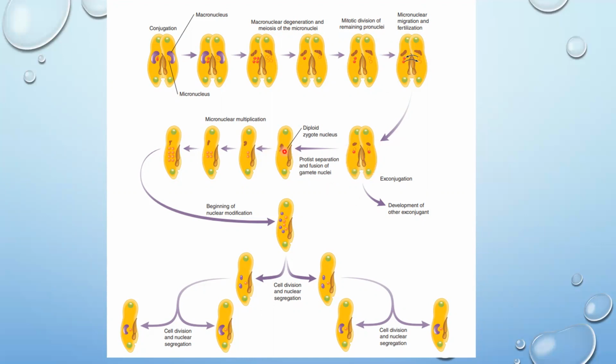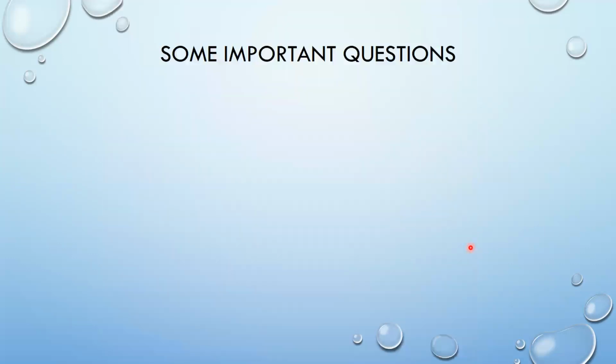And the diploid zygote nucleus is now undergoing the micronuclear multiplication. And now, the beginning of the nuclear modification leads to the cell division and the nuclear segregation, ultimately forming the 4 daughter cells from the 2 parent cells. Okay, so we have done with all the topics of the protozoans, all the phyla of the protozoans. Now we have some important questions.